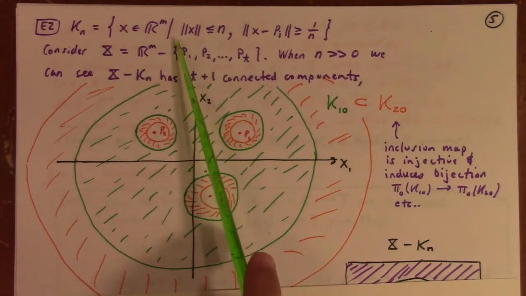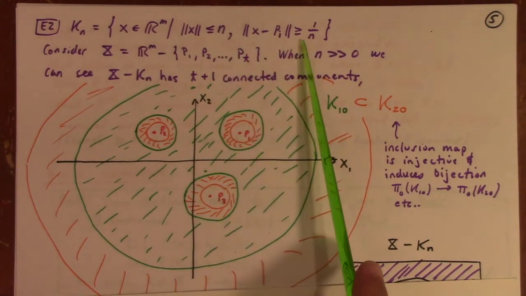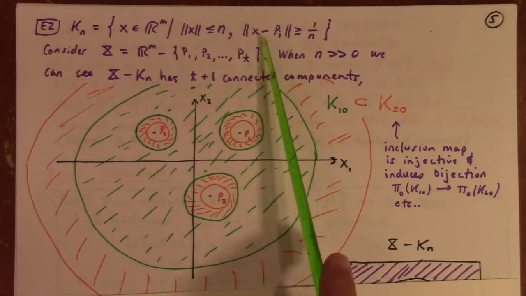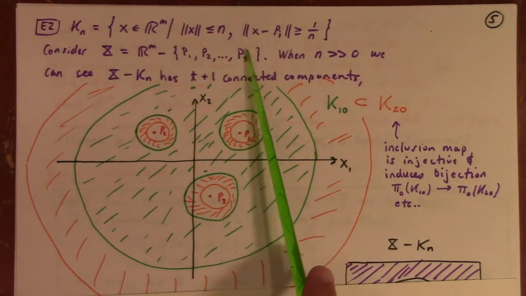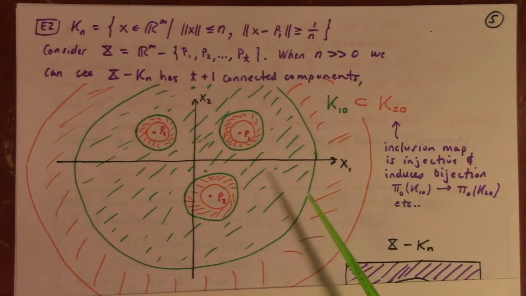So this is basically inside the disk of radius n, and it means you're outside, you're away from the given set of points by at least 1 over n, right? So here's just some very heuristic pictures.